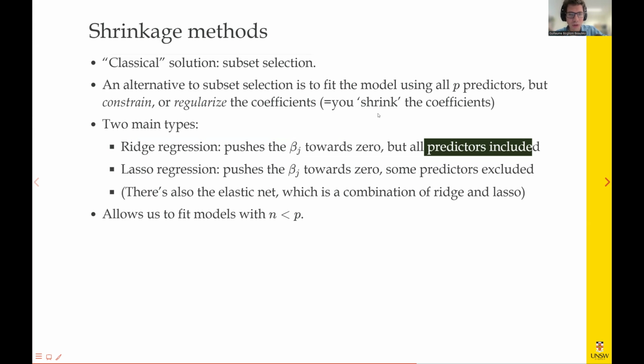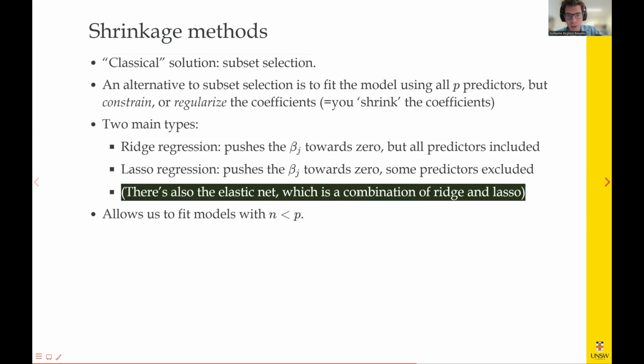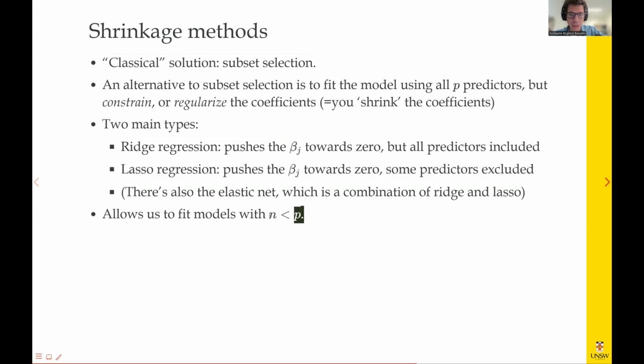And you also have the elastic net. We're not going to talk about elastic net much or at all in this course, but it's a combination of the two methods. We're going to show the formula for elastic net, and that's more or less all we're going to do on elastic net. And again, the point here is that now there will be no problem in fitting models where the number of predictors is bigger than the number of observations.